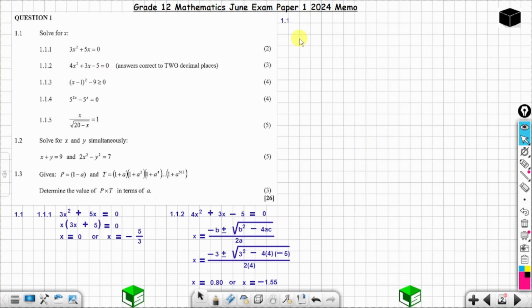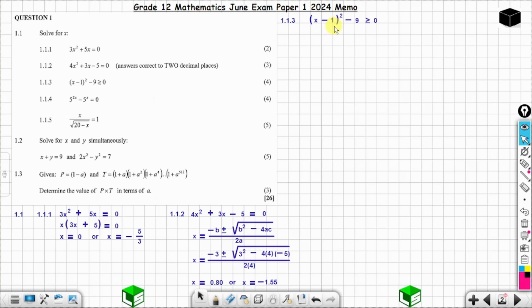Now, question 1.1.3. You are given this. Okay, 4 marks. Solve for x. Okay, so this is a quadratic inequality. You are going to have x squared. So this is a quadratic inequality. This is how you can solve a quadratic inequality.